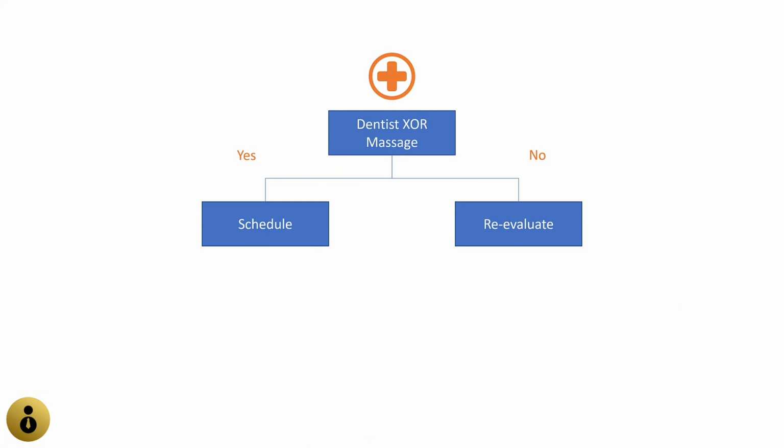The exclusive OR says this is okay if it's A or if it's B, but if it's A and B, then that's a problem. It's written in Excel like this. Inside an if statement, your test is exclusive OR, dentist or massage, not both. If that's true, then you'll schedule with either the dentist or the massage therapist. But if it's false, if neither of them are available, or if you have one offering to do both, your dentist offering to give you a massage or your massage therapist offering to check your teeth, you're going to reevaluate.